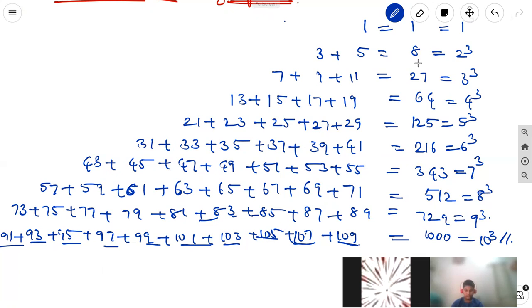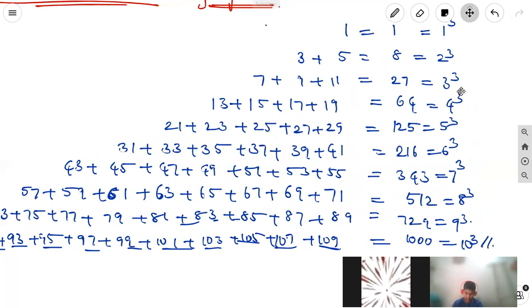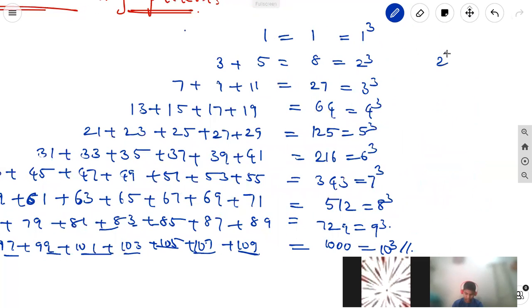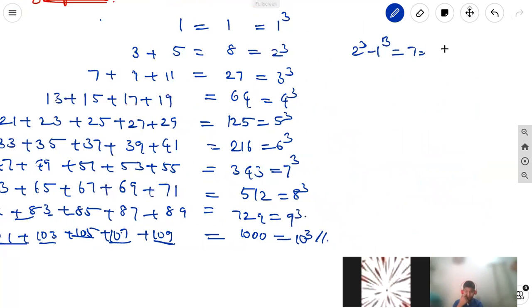Okay. Next, consider the following patterns. Here, 2 cube minus 1 cube, how much? Just we can see here. 2 cube minus 1 cube is equal to 7. This 7 can be written as 1 plus 2 into 1 into 3.